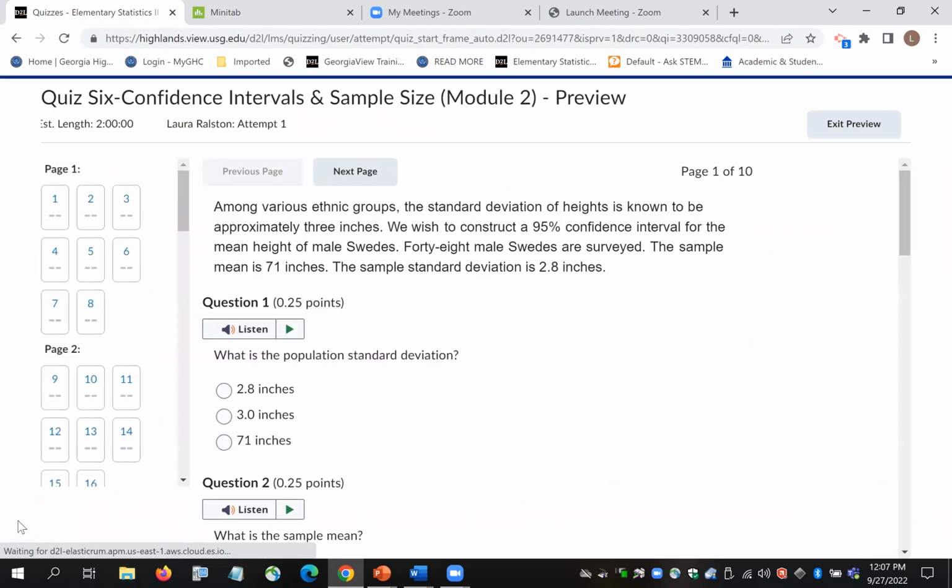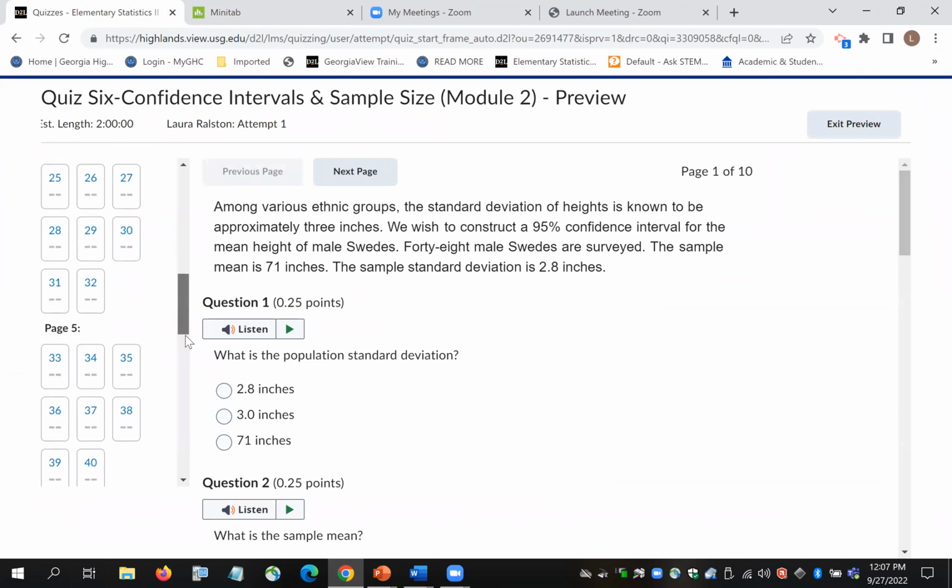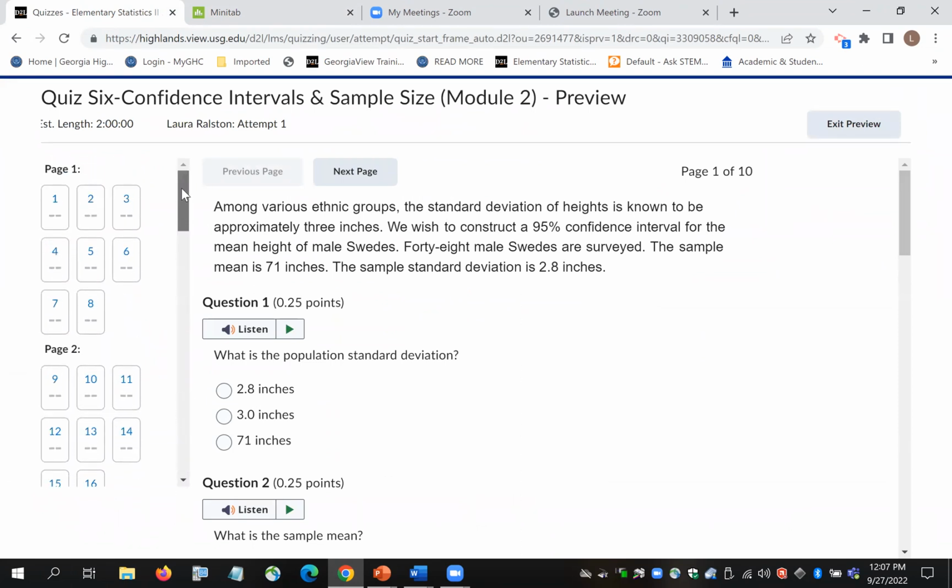It looks like there's lots of questions, like 72 questions. But remember, a lot of them are given in the problem. Okay, now let's look at this first problem right here for just a minute. Can you guys see it? Because it does something kind of weird.